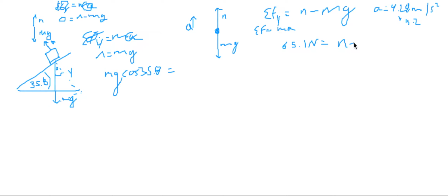And then we have N minus 149. So to find our N, 149 is the mg. So to find our N, we need to add this over. So 65.1 plus 149 gives us a value of 214 newtons.